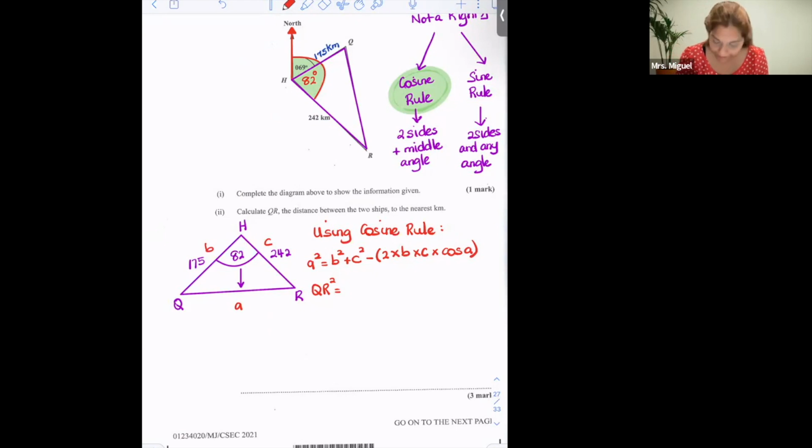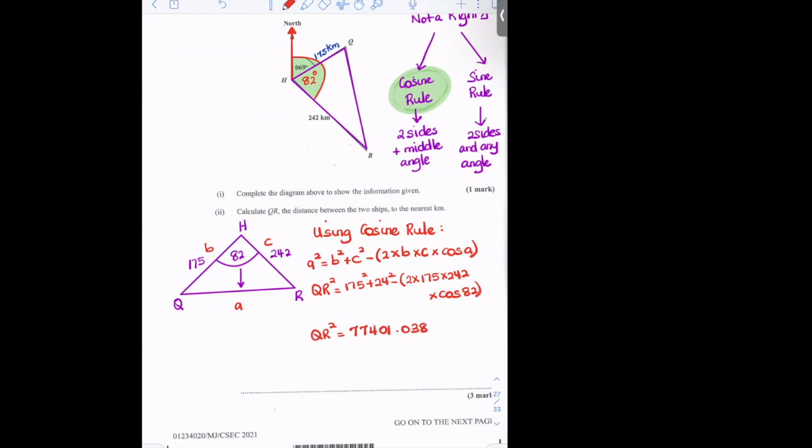So B is 175 squared, C 242 minus 2 by 175 by 242 multiplied by cosine 82. Now you have to put everything in the calculator and write your answer to about 3 decimal places. 77401.038. Do you all have that?